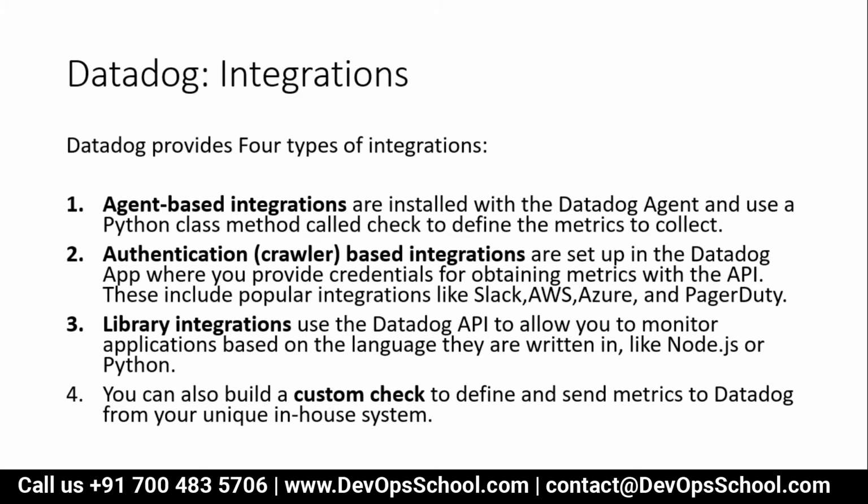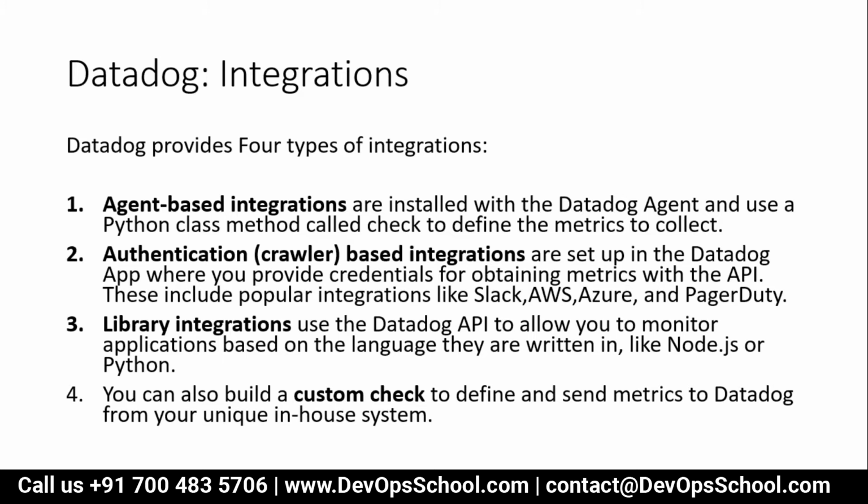The second type of integration is the authentication crawler-based integration, which is set up in the Datadog app, where you provide credentials for obtaining metrics with an API. These include popular integrations like Slack, AWS, Azure, and PagerDuty. Remember, AWS, Azure, PagerDuty and Slack are cloud-based services, software as a service. If you want the data from these platforms, you have to provide the authentication and get it through the APIs. That is also possible in Datadog.